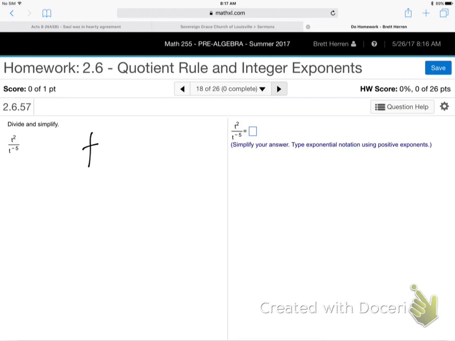Okay, so t to the 2nd over t to the minus 5. So are they both jumping? Is only one of them jumping? Just one. Just one of them's unhappy.